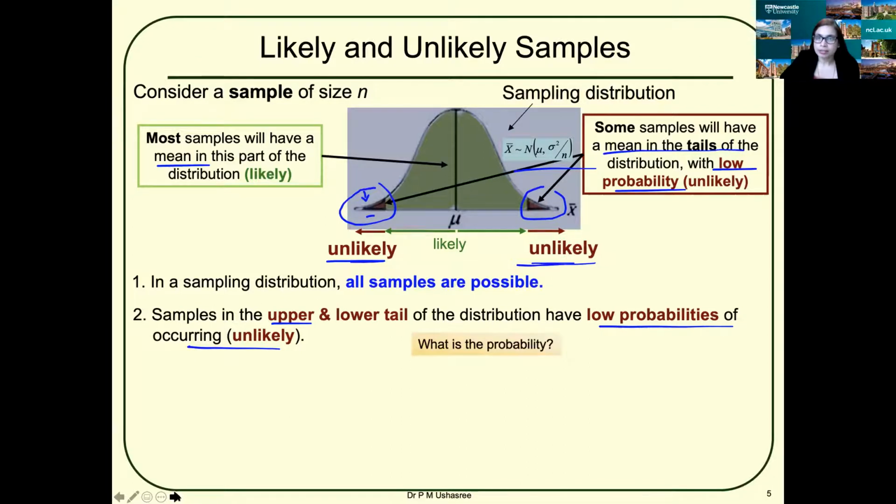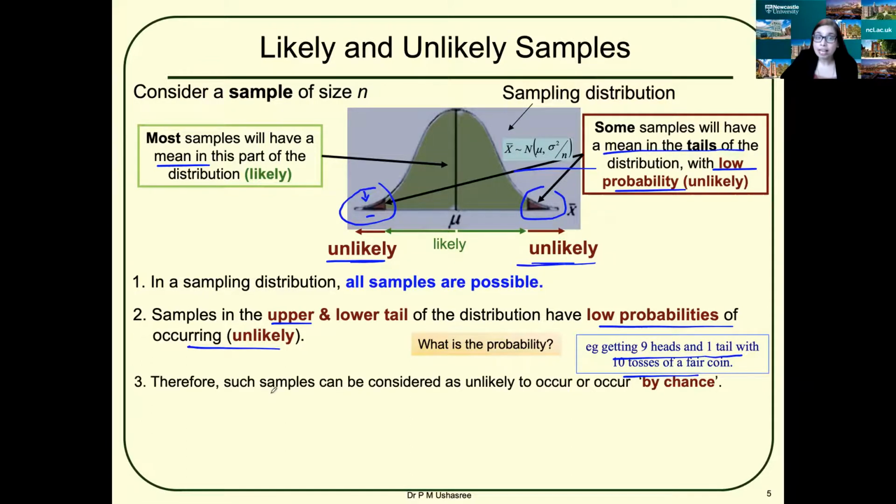For example, what is the probability of getting 9 heads and 1 tail with 10 tosses of a fair coin? Good. It is highly unlikely, isn't it? So such samples can be considered as unlikely to occur, or they occur by chance.